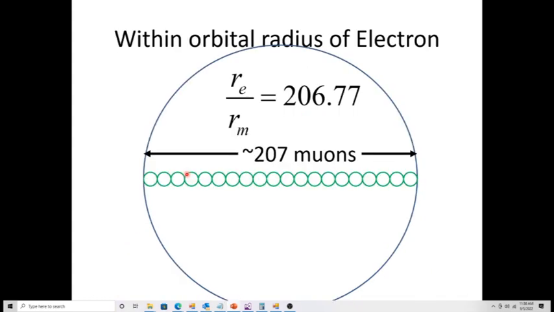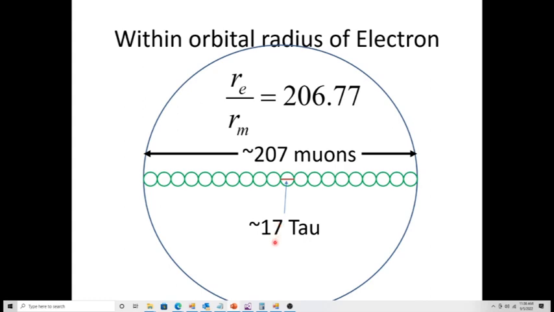So within the orbital radius of the electron, you can fit 207 muons. Now remember this ratio: the orbital radius of the electron divided by the orbital radius of the muon is 206.77. Now, if I want to put tau particles in there, 17 tau particles can fit within the orbital radius of one muon. So these tau particles are exceptionally small.